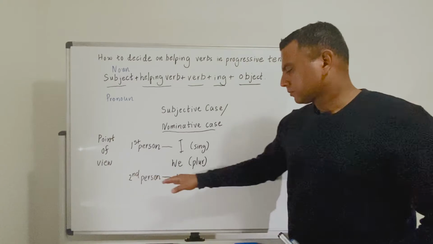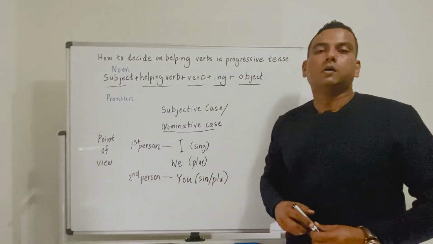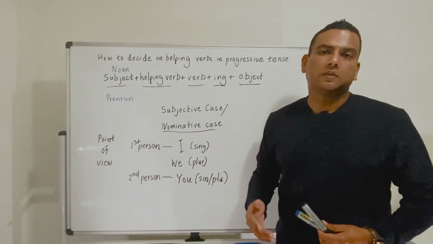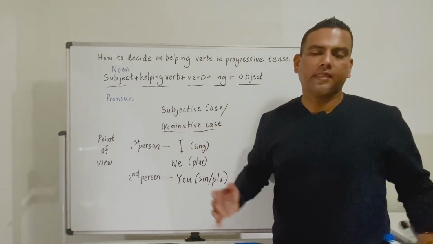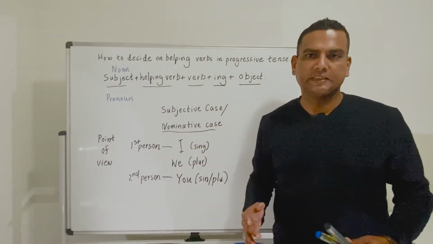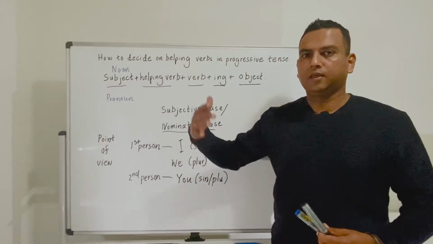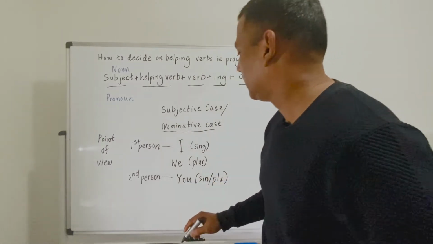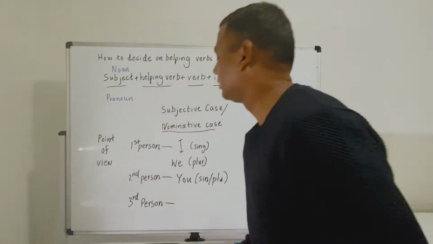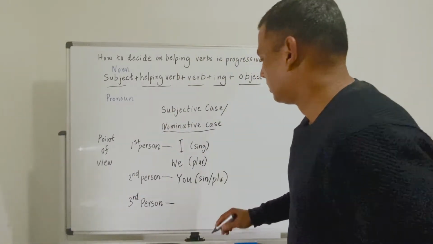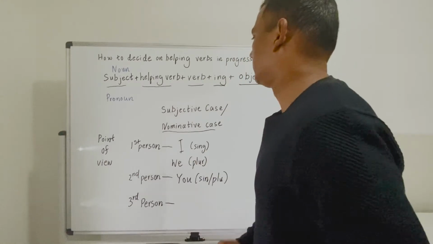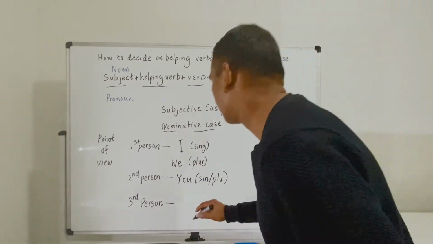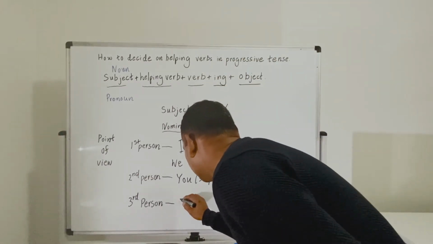And then you're talking about someone who is not there, who is not in the vicinity. So that is, we can show under third person. So third person, you mainly have three pronouns that we use under the singular category.